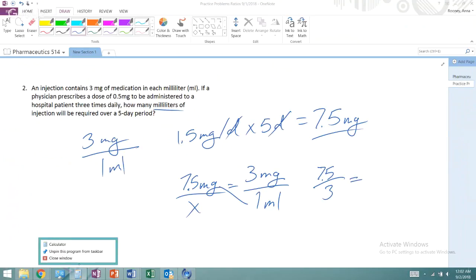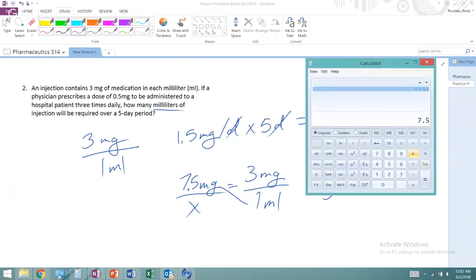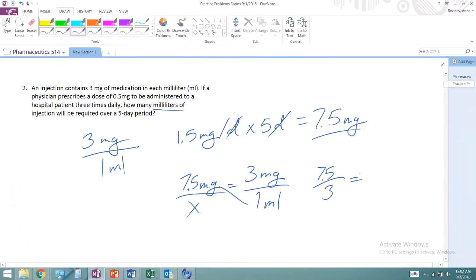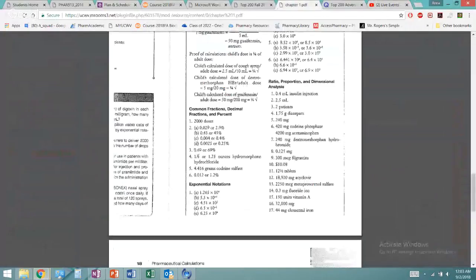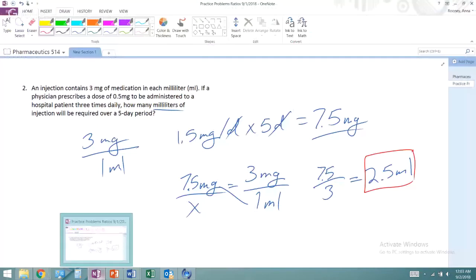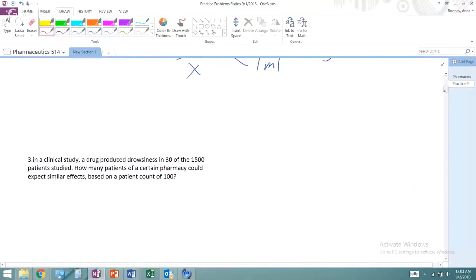We already have that up there, so just divide by 3. Boom, 2.5 milliliters. And so I'm going to do that in red. And so with these questions, you can always double check it. So, where am I? Okay. So that one is right.